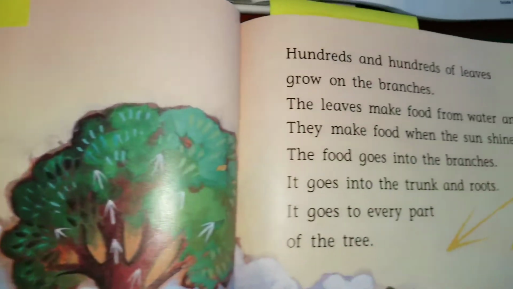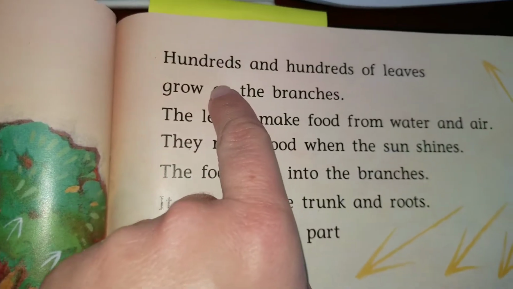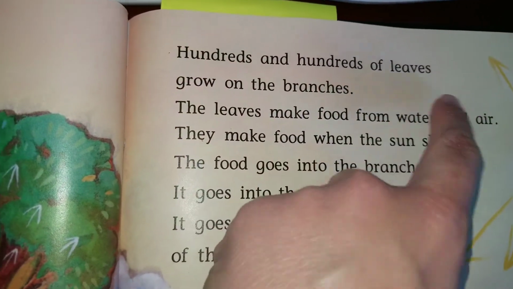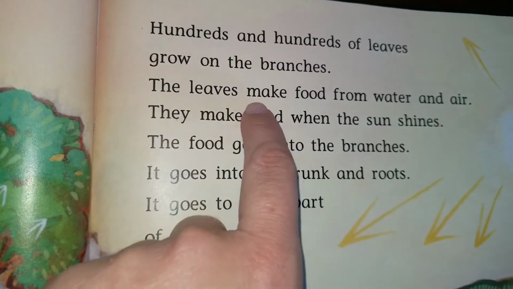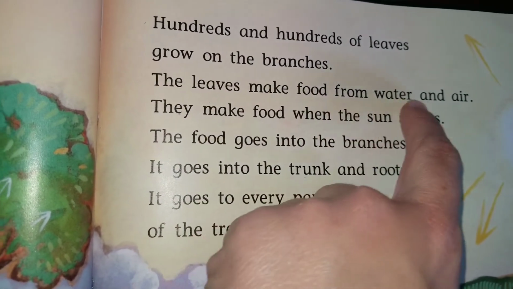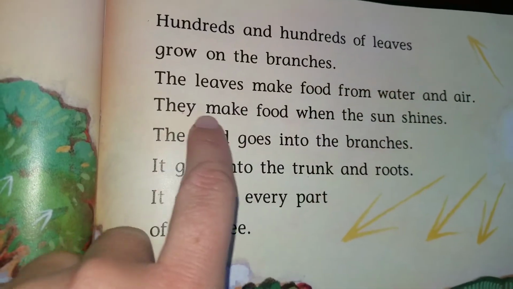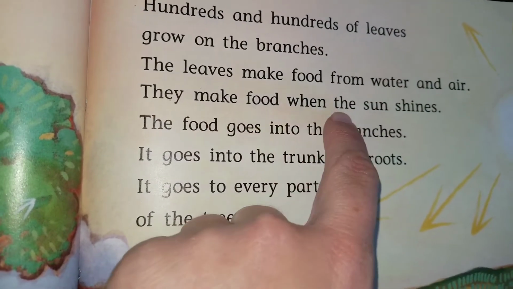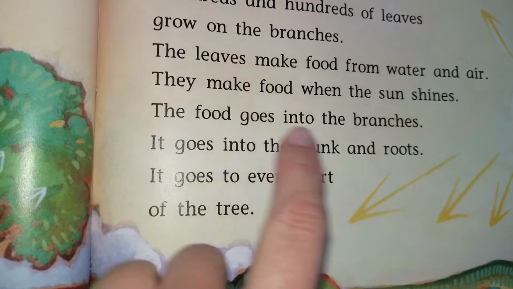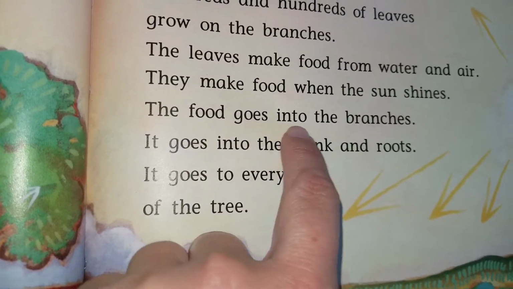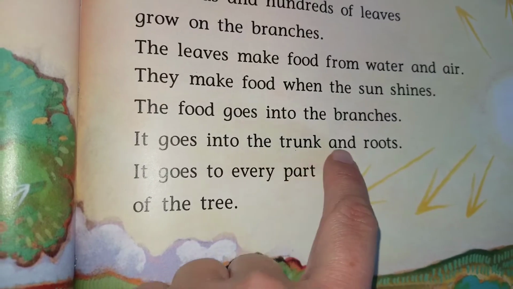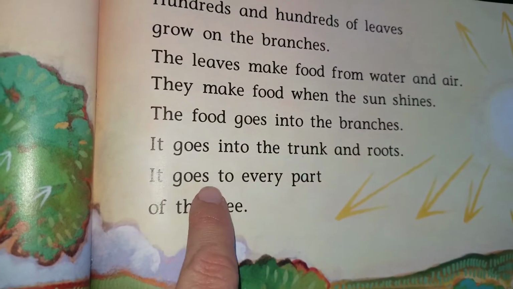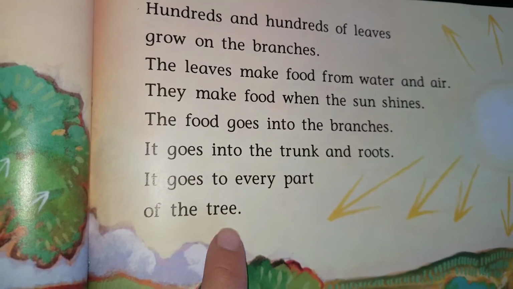Let's continue reading over here. Now, it says hundreds and hundreds of leaves grow on the branches. The leaves make food from water and air. They make food when the sun shines. The food goes into the branches. It goes into the trunk and roots. It goes to every part of the tree.